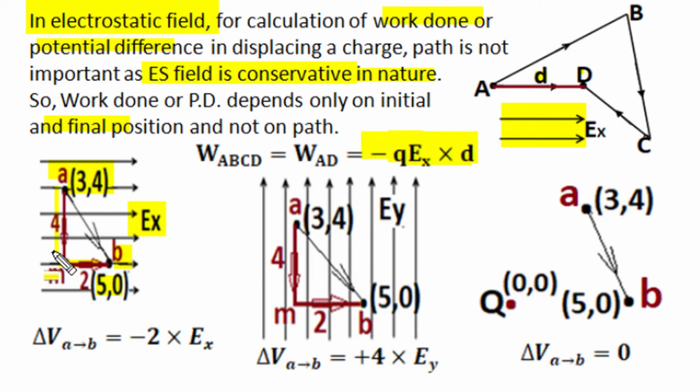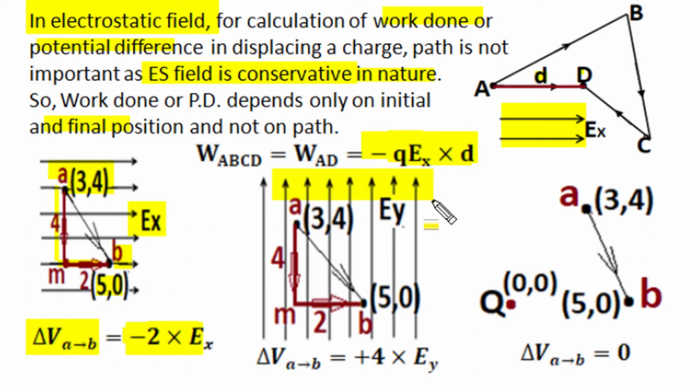Potentials of A and M would be the same, and between M and B the displacement of 2 meter along the electric field direction will give 2E potential difference. This potential difference is negative because the electric field is directed from high potential to low potential and we are moving from high to low in the direction of the electric field, so it is minus 2EX potential difference between A and B.